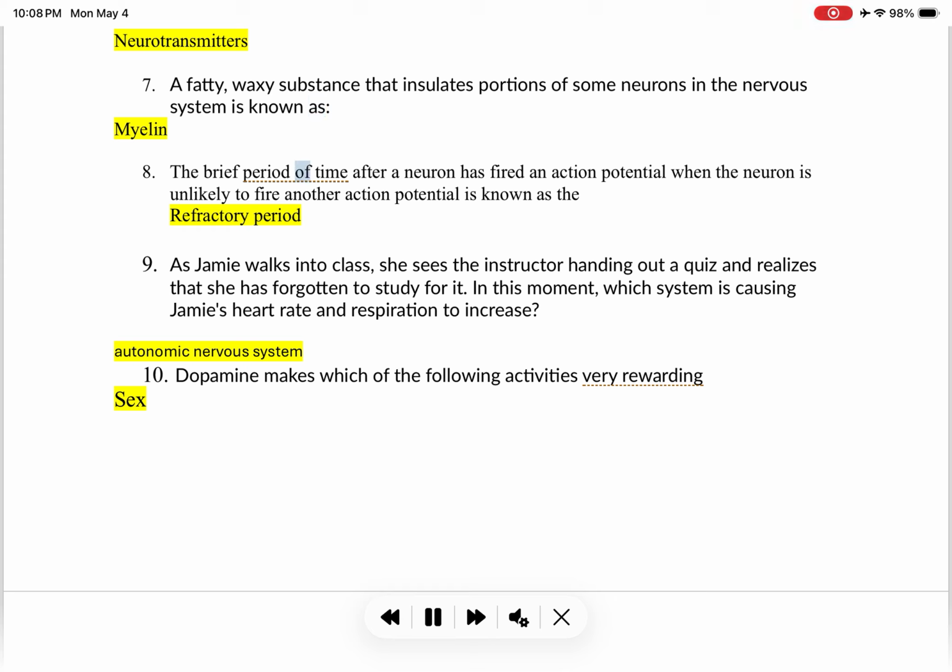The brief period of time after a neuron has fired an action potential when the neuron is unlikely to fire another action potential is known as the refractory period. As Jamie walks into class, she sees the instructor handing out a quiz and realizes that she has forgotten to study for it. In this moment, which system is causing Jamie's heart rate and respiration to increase? Autonomic nervous system. Dopamine makes which of the following activities very rewarding?